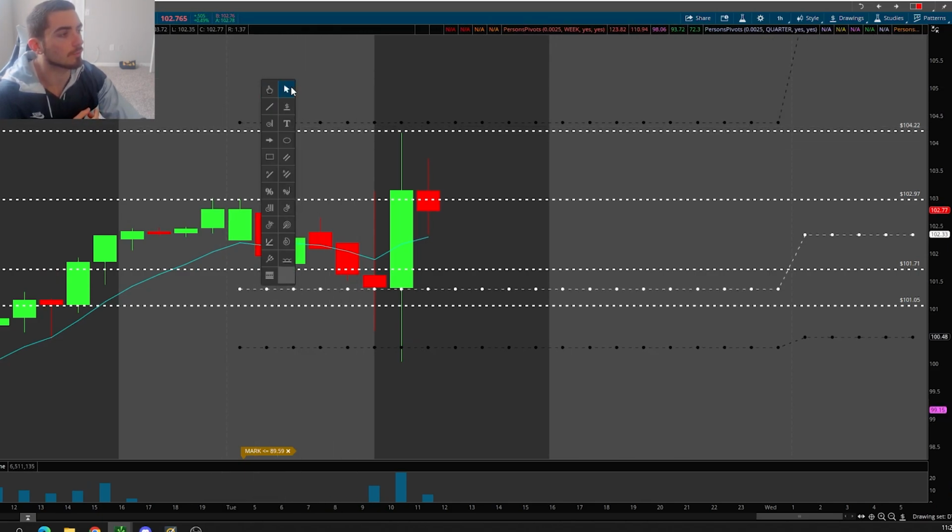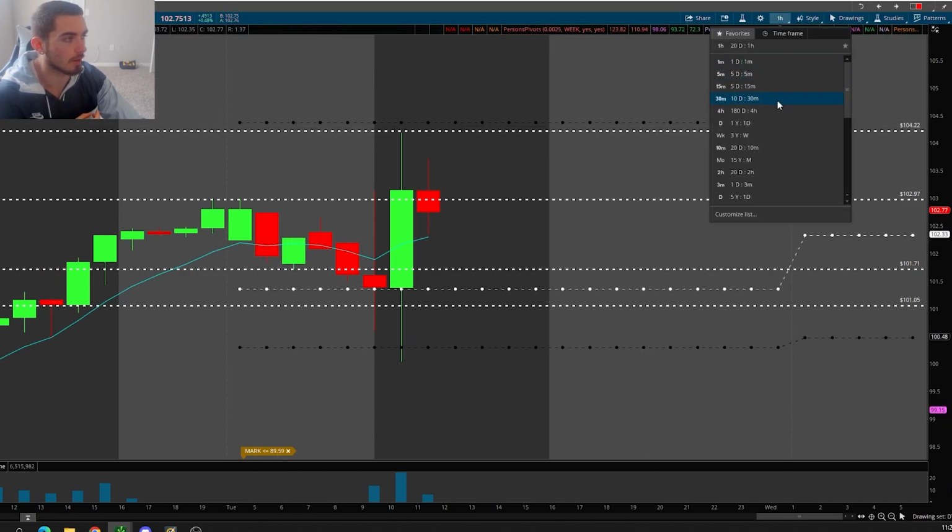Yeah, so the person's pivots can be very, very helpful because it helps you find basically invisible support and resistance points, and they are super, super accurate.